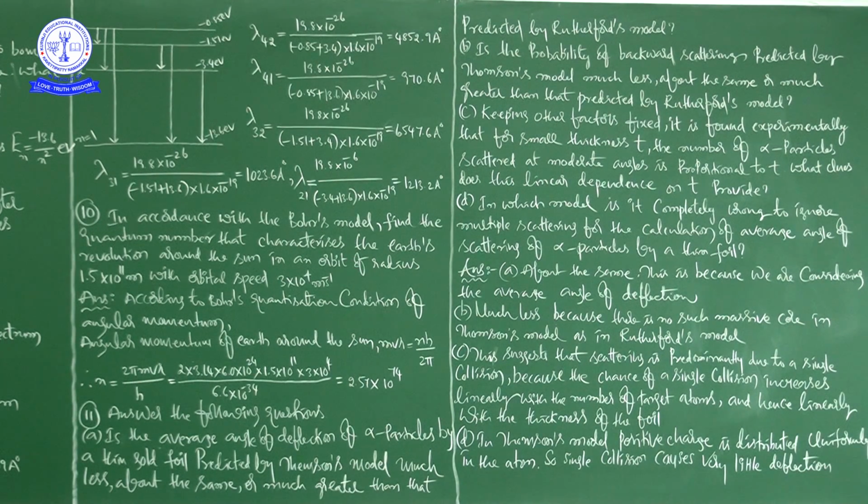Okay, right. And see here, according to Bohr's quantization condition of angular momentum, that is the angular momentum of Earth around the Sun, which is from Bohr's postulate also, mvr is equal to n into h by 2 pi. In this problem, we are comparing the atomic model to Earth's model, which is present in our solar system, right?